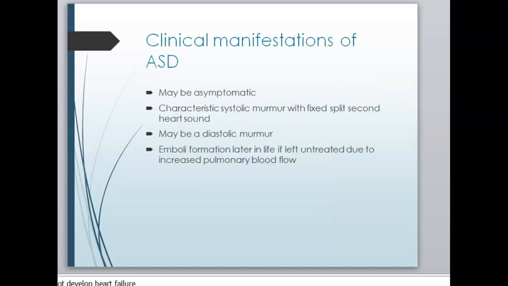So clinical manifestations of someone with ASD, they may be asymptomatic depending on how large this particular hole or duct is or opening. Usually there's a characteristic systolic murmur with a fixed split second heart sound. There also may be a diastolic murmur. And emboli formation later in life can occur if left untreated due to increased pulmonary blood flow. These patients, depending on the extent of the opening and damage, may or may not develop heart failure.